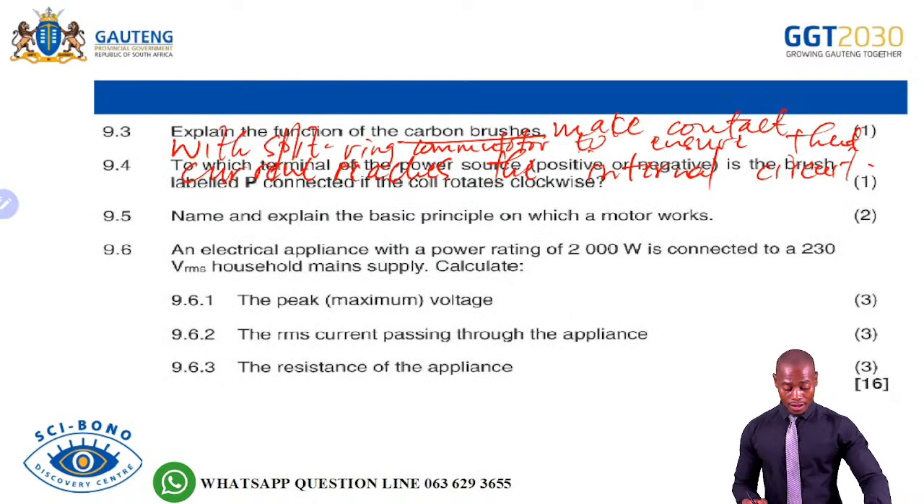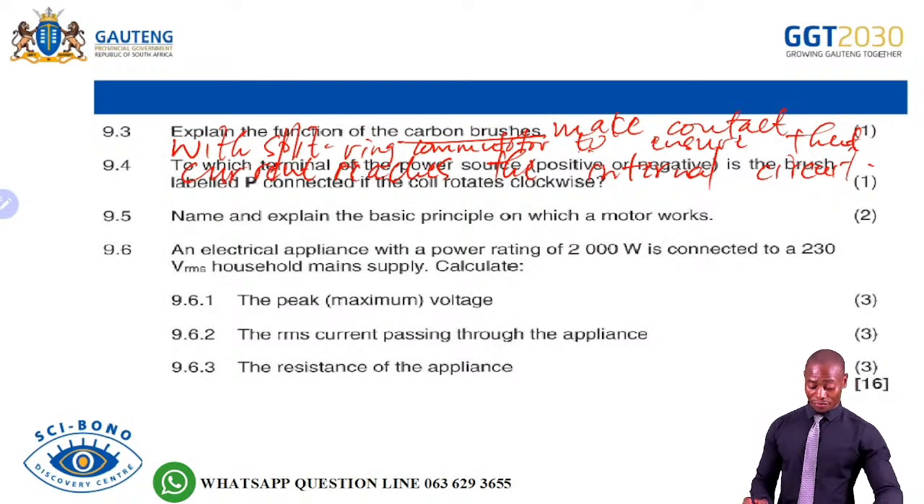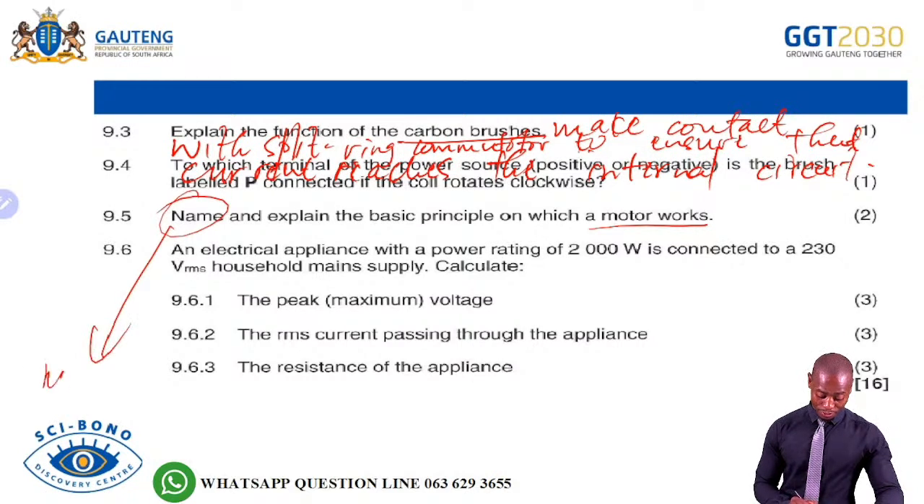So let's check 9.5. Name and explain the basic principle on which a motor works. Right. So we are naming the principle. Motor effect.